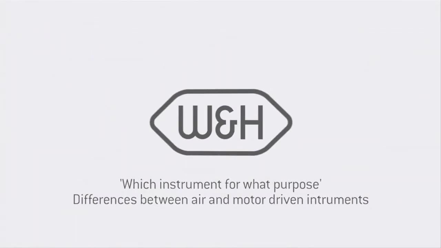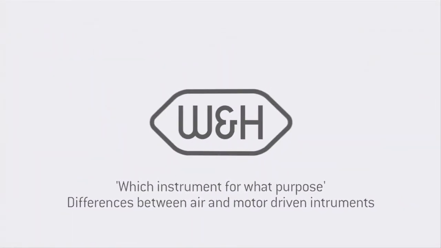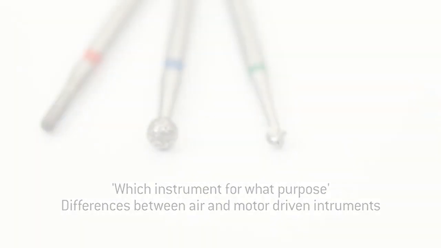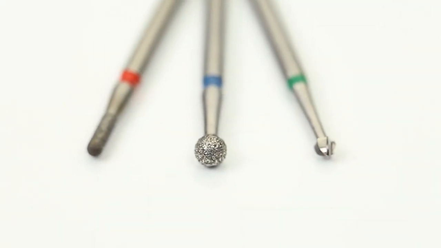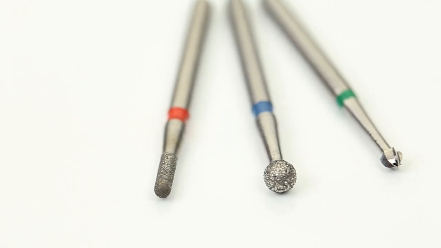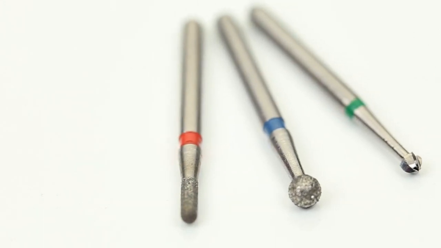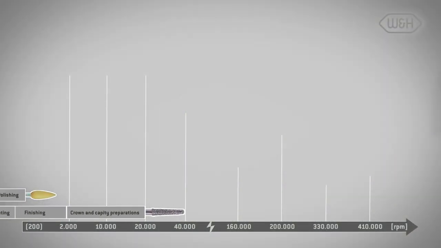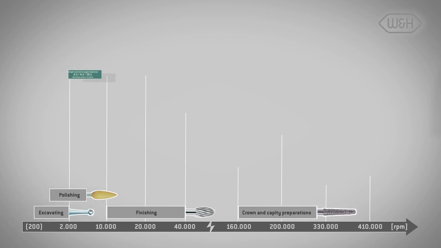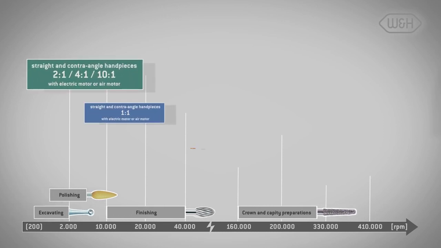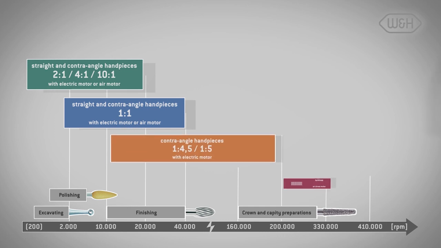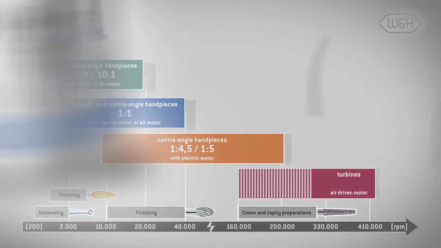Which instrument for what purpose? Differences between air and motor-driven instruments. Different rotary instruments are used depending on the particular application. The optimal speed for the application, as described by the rotary instrument manufacturer, can be achieved by the different straight and contra-angle handpieces and turbine handpieces.